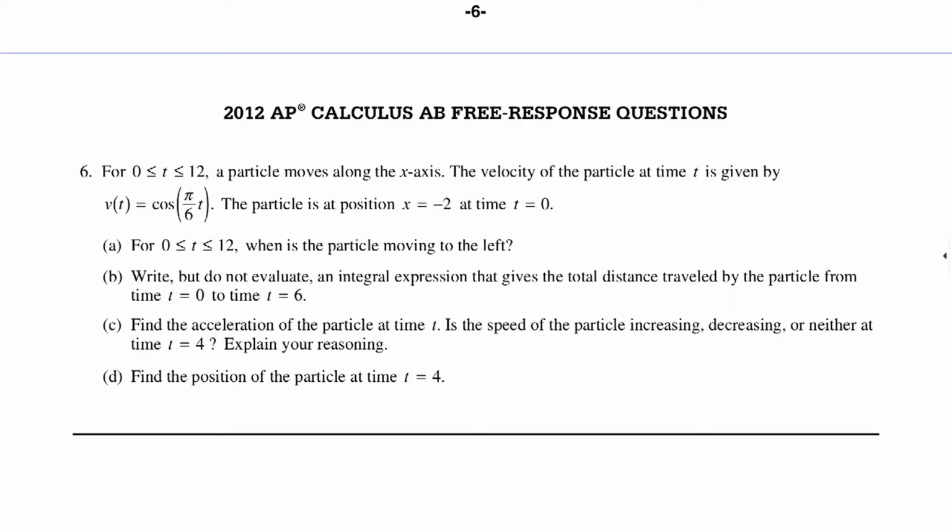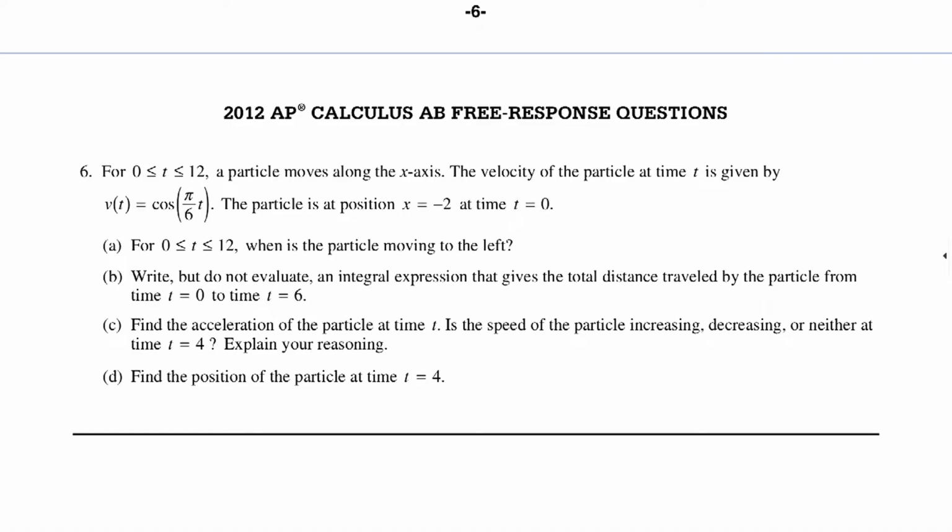Alright, super important particle motion FRQ here. You guys need to get this stuff down for the AP exam. This one's not a bad FRQ. In fact, this is one of the FRQs that you're going to want to get because it's actually quite easy once you start getting the gist of what's going on.